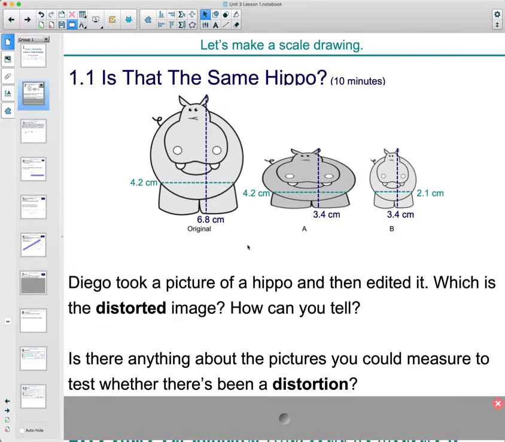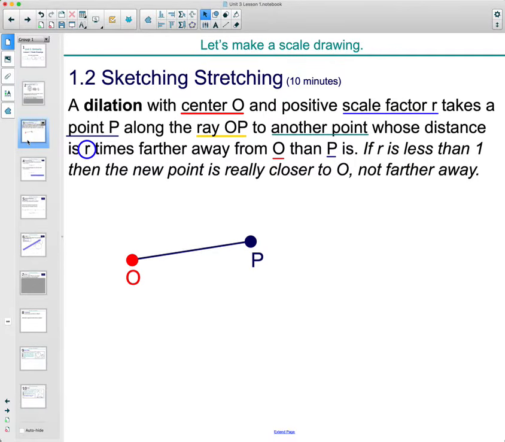And then maybe you looked at measuring the width. And you saw that this figure A stayed the same width, where B also reduced the width by a half. So this one only reduced the height, not the width, where this one reduced both by a half. So we're going to be looking into this. This is called a dilation when we change the scale factor.